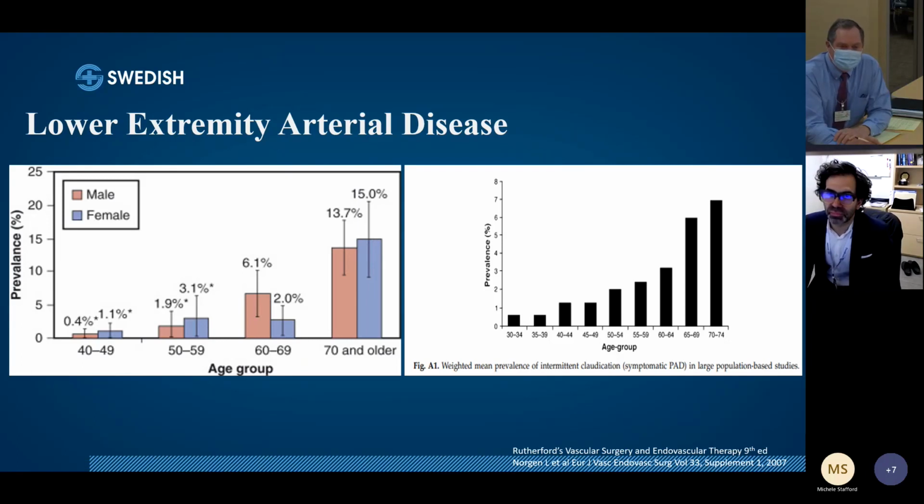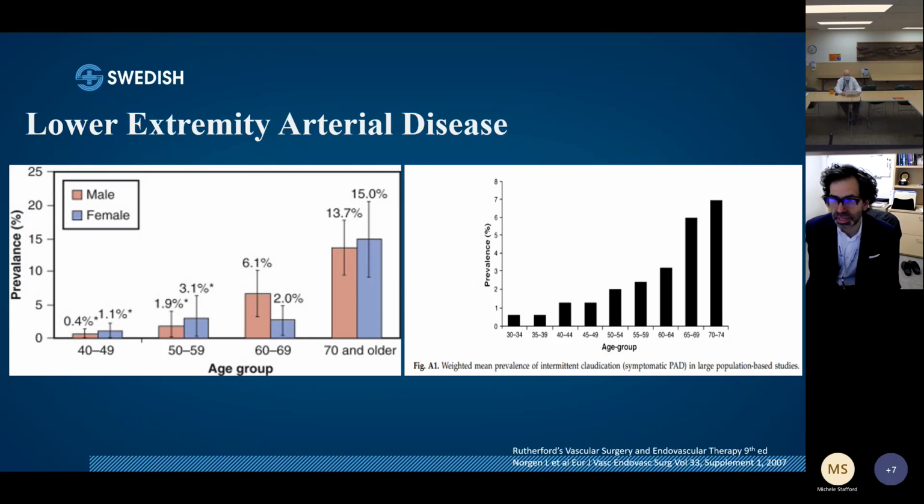I think generally men tend to have higher rates because of their comorbidities, for sure. But the females aren't too far behind, and certainly as they get older, the females at 70 and older are actually above the men. So the distribution is, I would say in clinic, anecdotally, I would see more men than women, but I think it's mostly driven by risk factors. Agree with that.